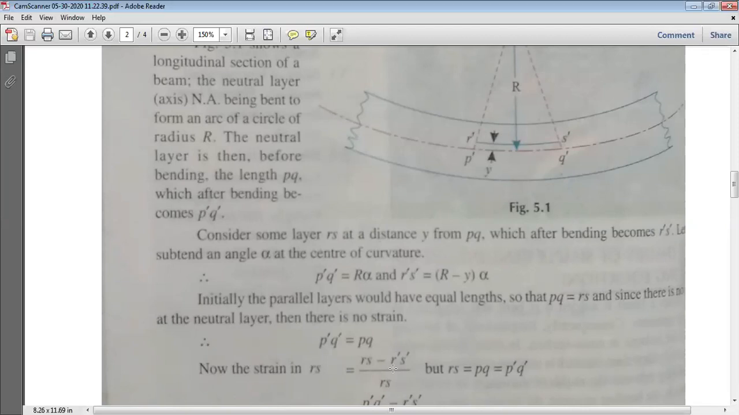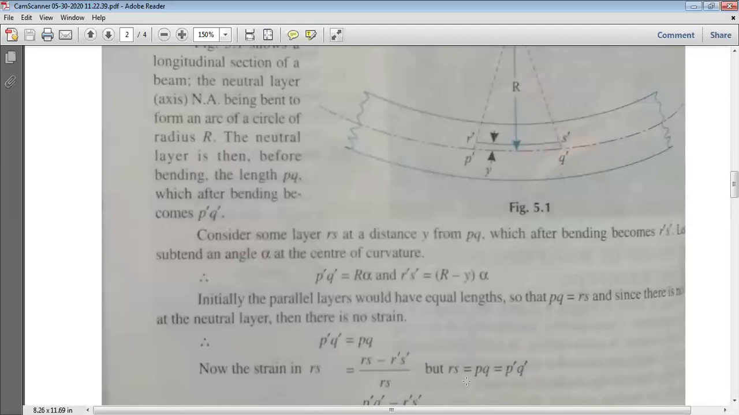But since it is contracting, RS will be greater and the final condition will be lower. So in order to find the strain positive, we subtract the smaller quantity from the bigger quantity. The bigger quantity is RS, because earlier it was neutral, and after that it has contracted, so the final condition is contracting. So RS minus R'S' divided by RS, this is the strain.